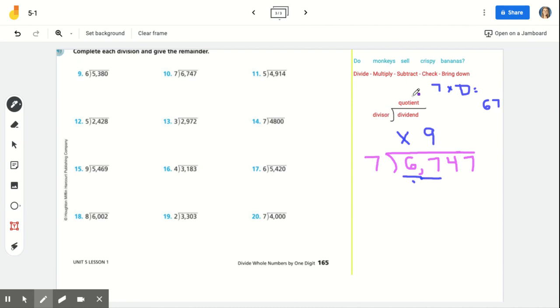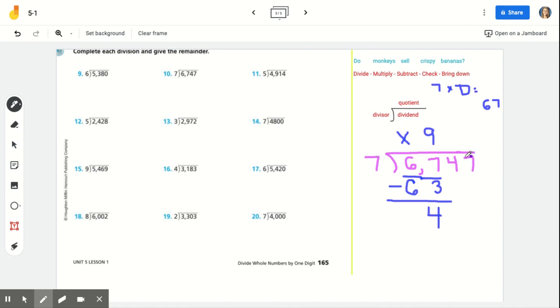That brings us to our next step, which is multiply. And where we put the 63, we put it digit by digit underneath 67. So the 6 goes underneath the 6, and the 3 goes underneath the 7. We divided, we multiplied. Next step is subtract. 67 minus 63 is equal to 4. So please put a 4 in your answer. Next step is check. Is 4 less than 7? It is, so we're on the right track. That means we can move on to the next step.